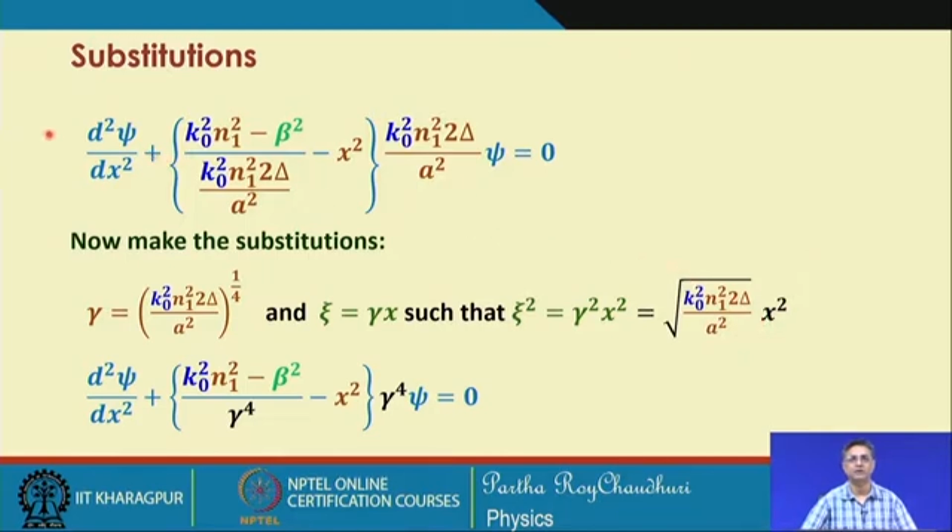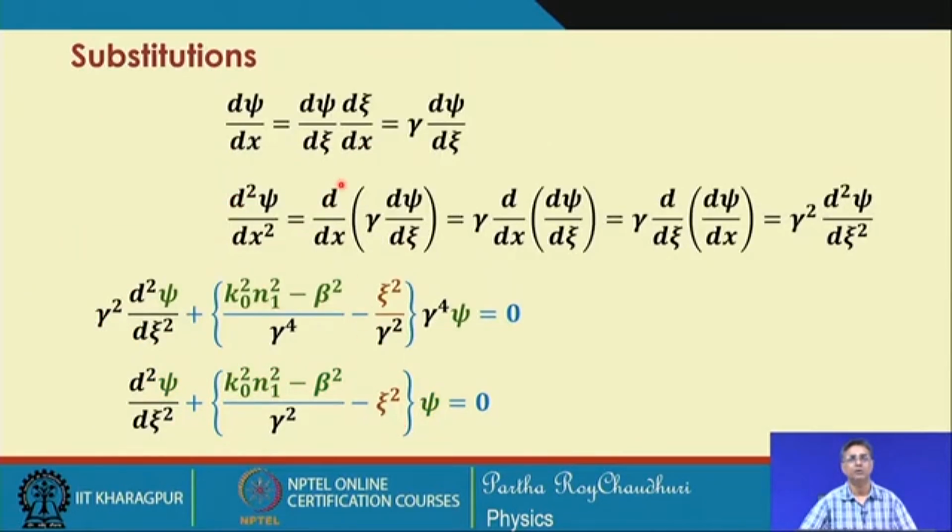So, this wave equation now reduces to this form: k 0 n 1 square minus beta square, which remains as it is, divided by gamma to the power of 4, minus xi square, and outside you have one more gamma to the power of 4 into psi equal to 0. So, this is the reduced form of the equation.